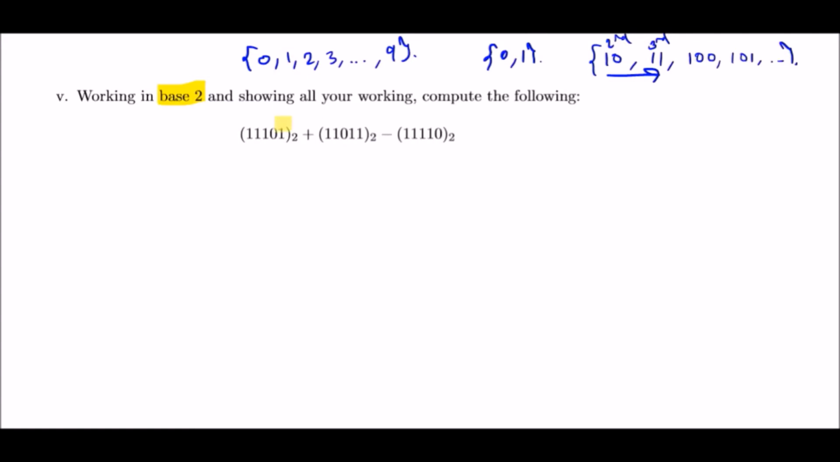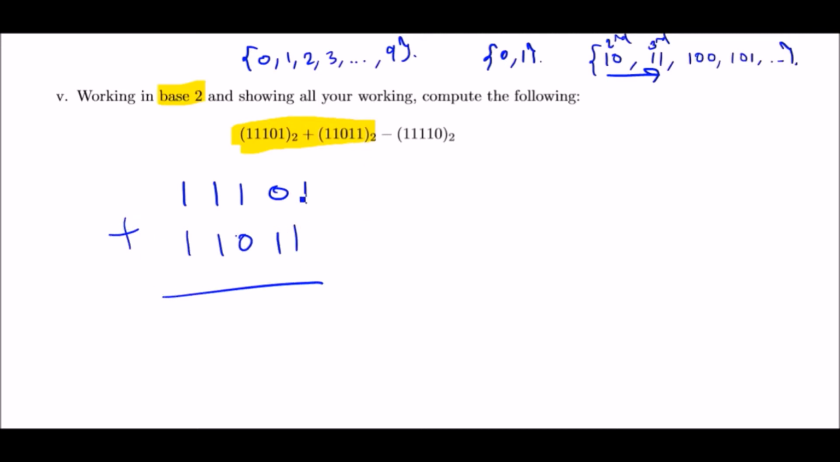So first things first, I'm going to add these two first and then subtract the next one later. So let's write it down neatly. So 1, 1, 1, 0, 1 plus 1, 1, 1, 0, 1, 1. Okay, so start from the right hand side.